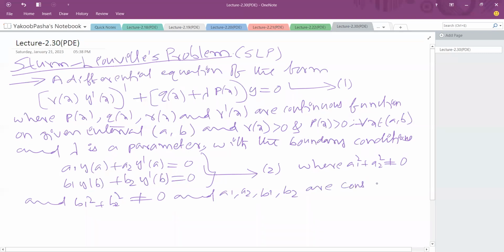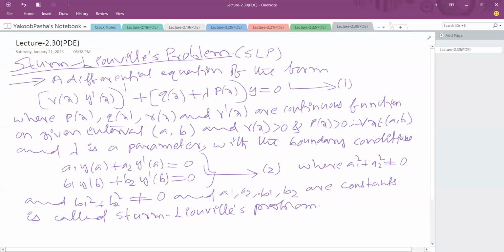A differential equation with boundary conditions. This problem is called the Sturm-Liouville problem. Simply we call it SLP.